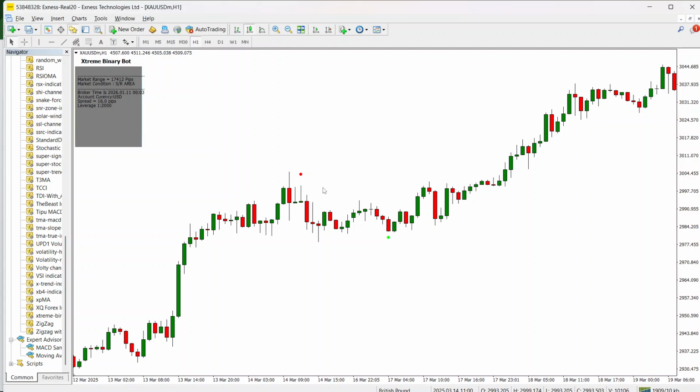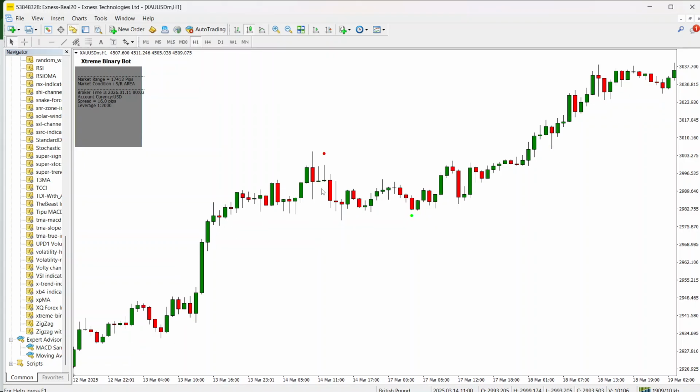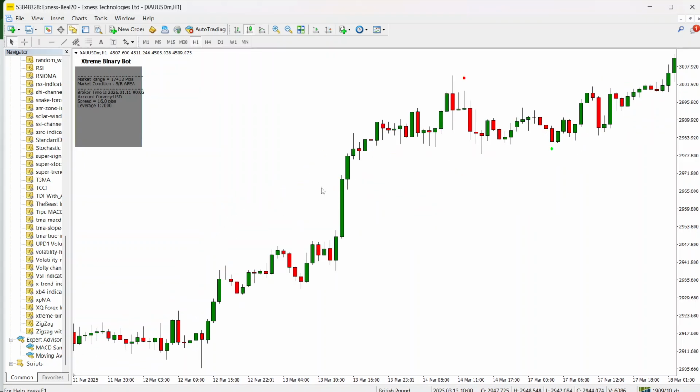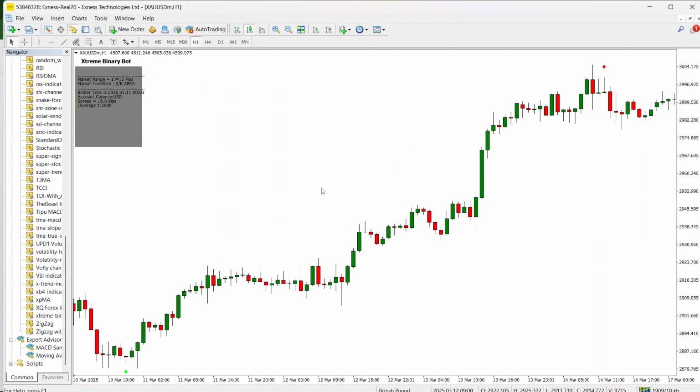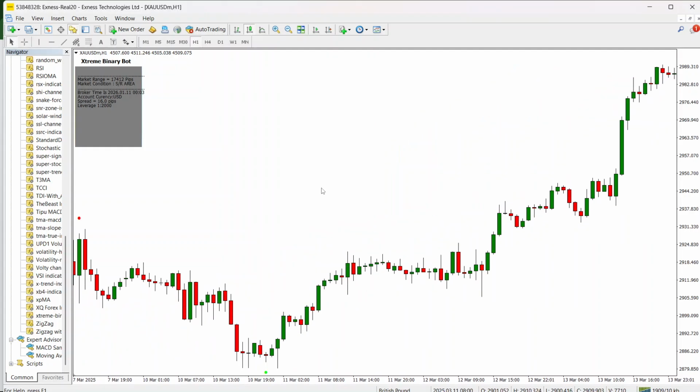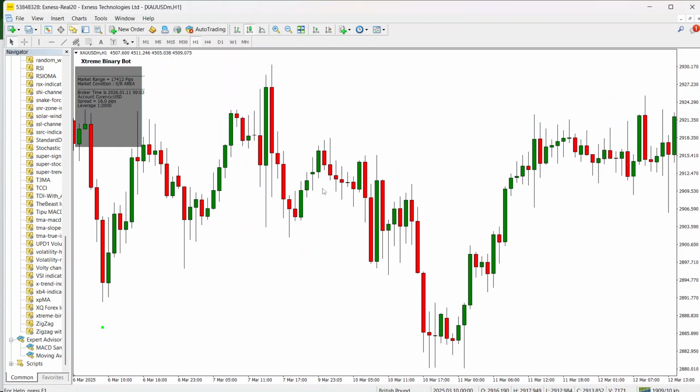Hi traders, in this video we are looking at the Xtreme Binary Bot Indicator for MT4 and MT5. This high-speed trading signal tool displays market condition status along with green and red dots for buy and sell signals. Originally built for binary options but also useful for forex scalping and short-term trading.